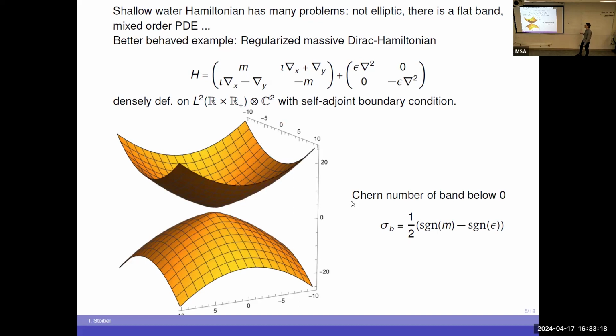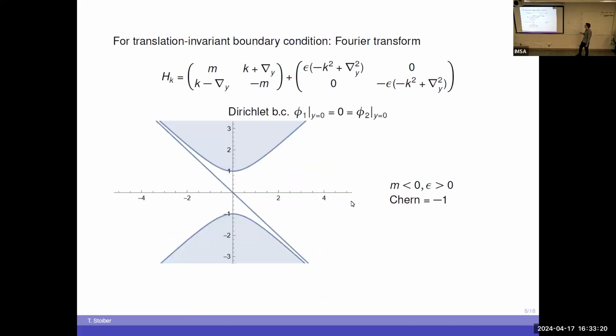Okay, so this is topologically non-trivial. And we put translation invariant boundary conditions, so we still have one remaining translation invariant direction in the system, so we can Fourier transform, which turns this Hamiltonian basically into a family of Hamiltonians, which depends on momentum. So we can still make surface band structures.